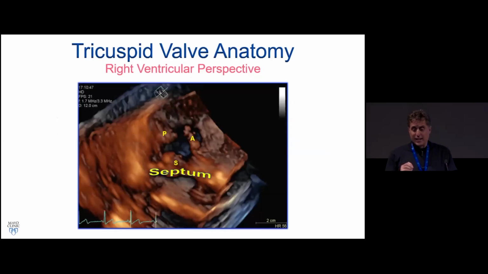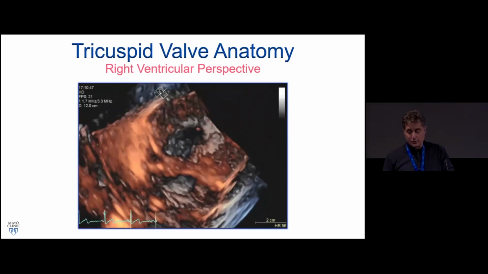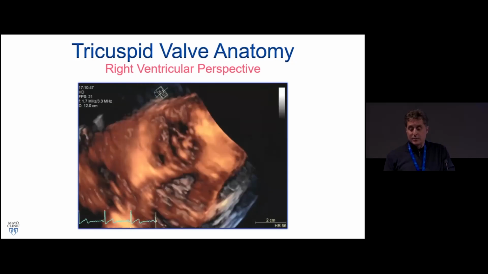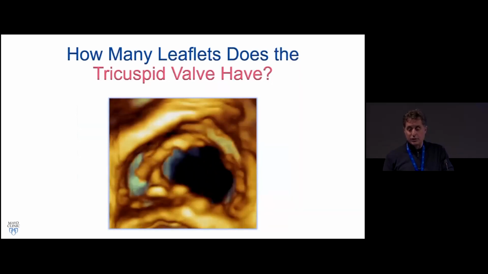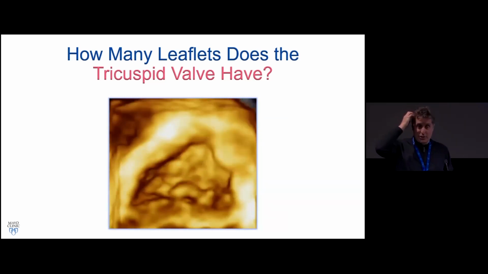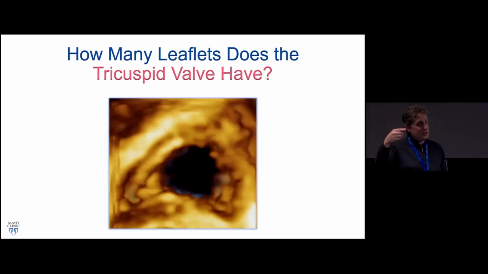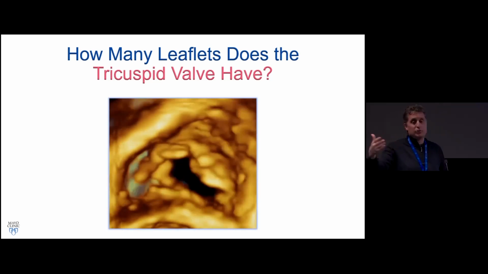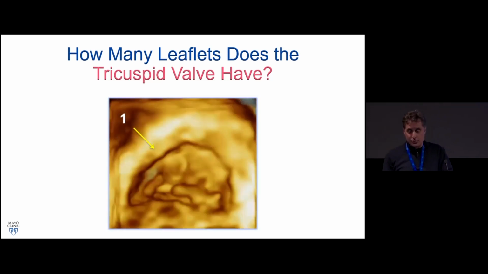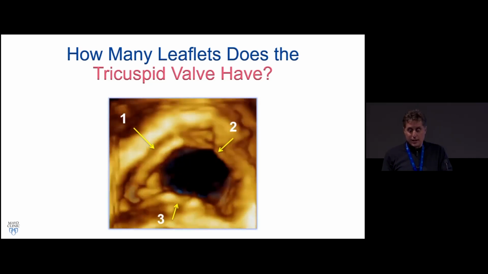Notwithstanding the fact that we really love transthoracic 3D imaging, this is an image that I'd shown earlier, looking from the right ventricular perspective, eliminating some of the ambiguity of what leaflets we're looking at. So you start taking these pictures and you ask yourself, well, how many leaflets does the tricuspid valve have? You say, well, it's a tricuspid valve, it must have 3 leaflets. And nominally that's true. There's 1, there's 2, and there's 3.